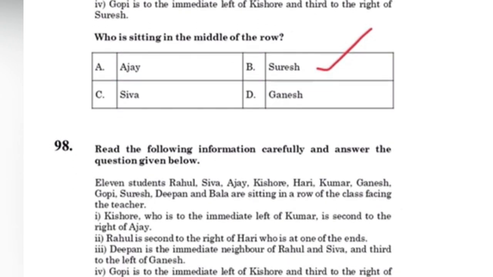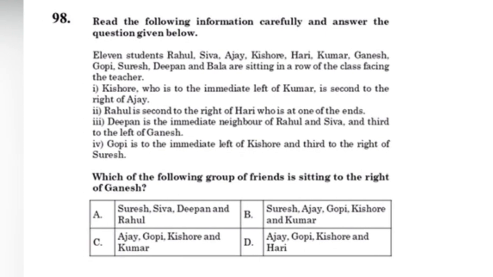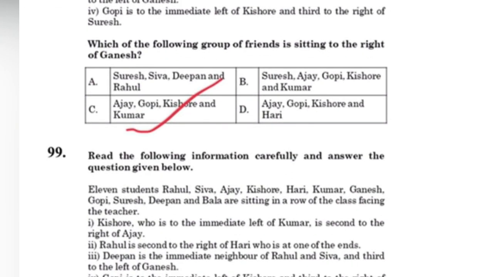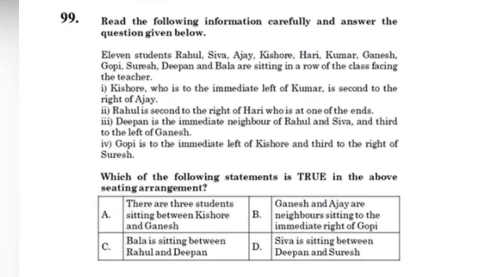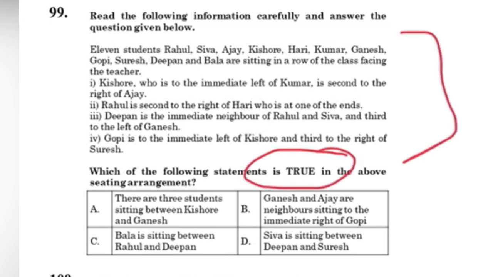Coming to the next question. Sitting to the right of Ganesh. Answer is option C, Ajay, Gobi, Kishore and Kumar. Coming to the next question. Read the following information carefully and answer the question given below. It's also very easy, students. So you will be getting the answer. Actually, it is which of the following is true in the above seating arrangement. So the final answer you are getting it is Shiva is sitting between Deepan and Suresh. So that's what in this answer.